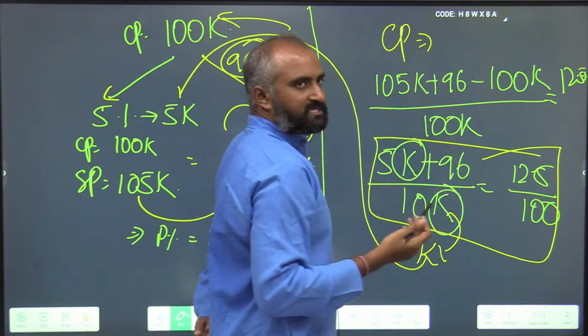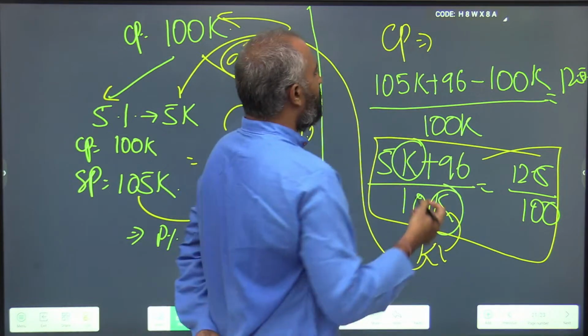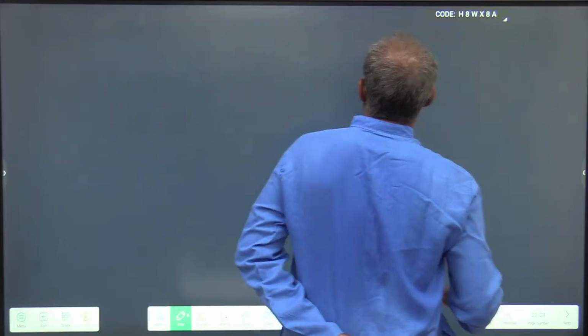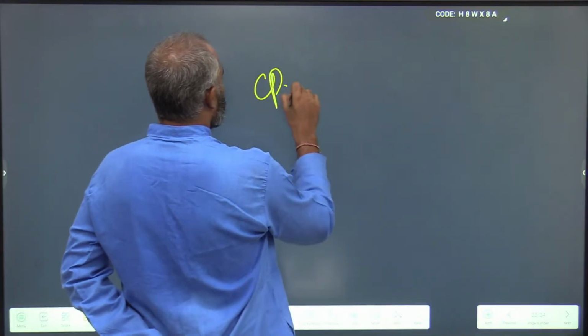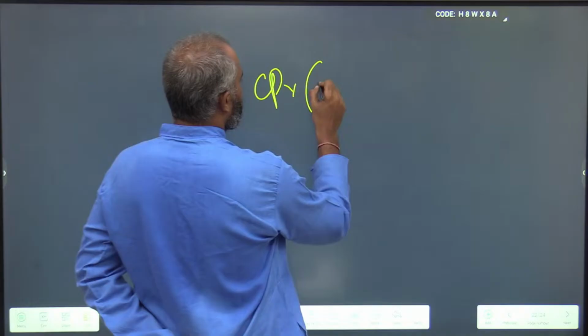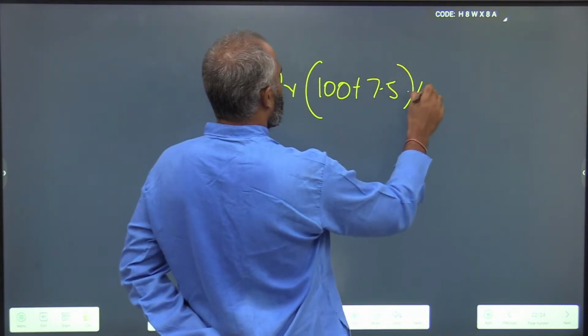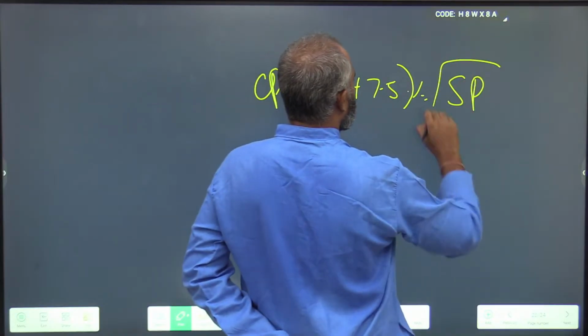And what has he asked? He has asked for the profit, or the selling price, for 7.5%. So once you find out the CP, into 100 plus 7.5%, it will give you your SP.